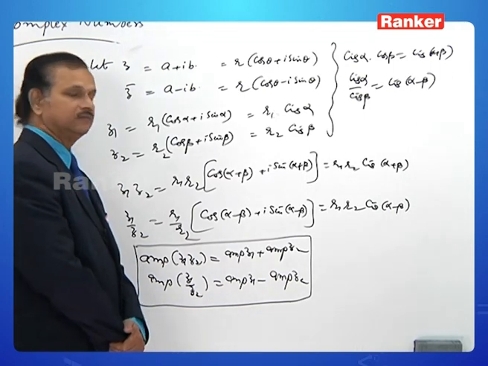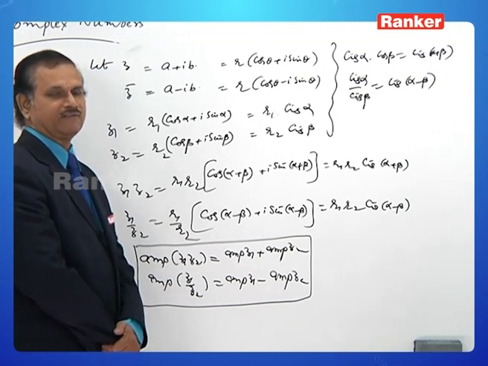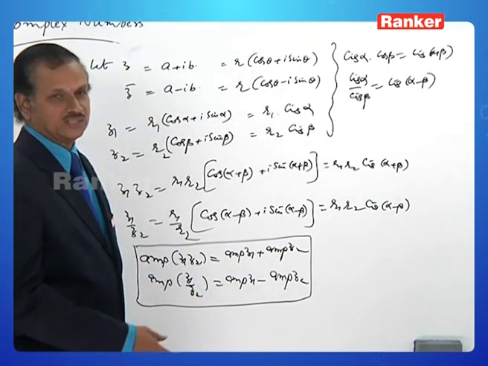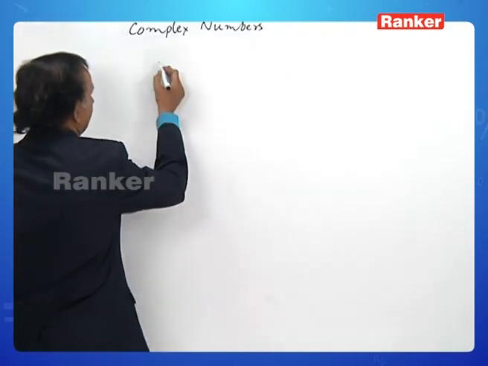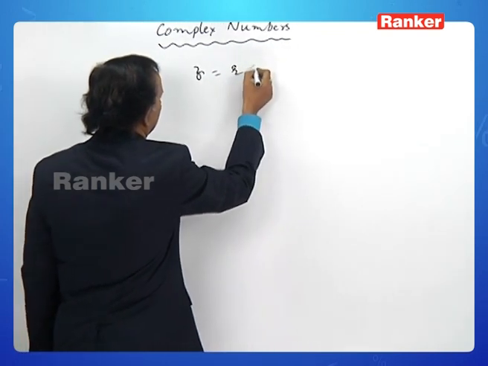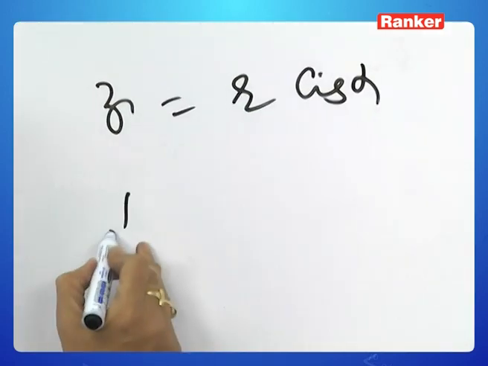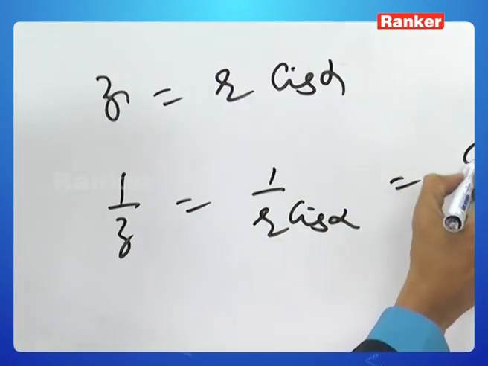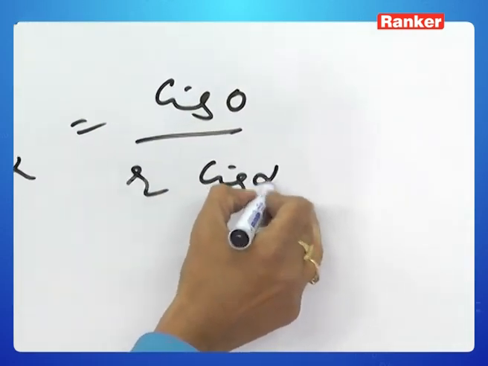Well, suppose Z is R into cis alpha. What is 1 by Z? 1 by R into cis alpha. Right. Let us now observe that transformation. Suppose Z is equal to R into cis alpha. Then what is 1 by Z? 1 by R into cis alpha. This is equal to cis 0 by cis alpha.